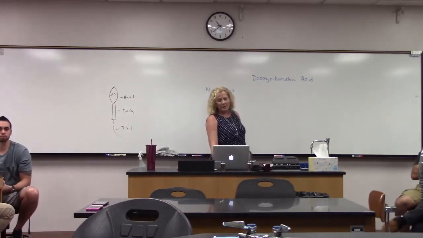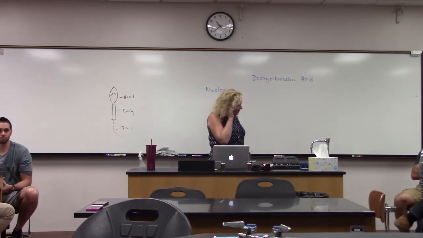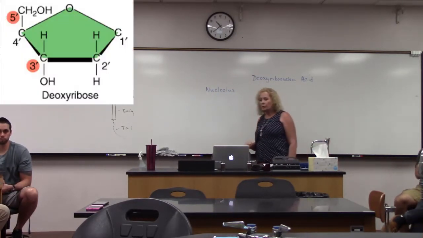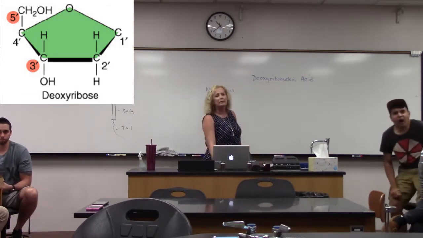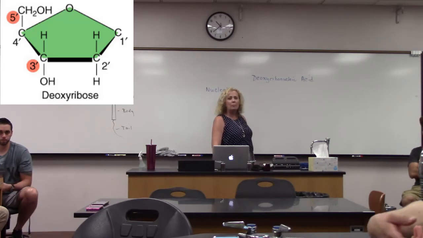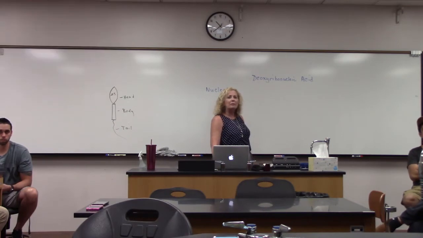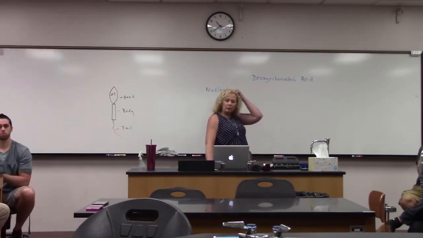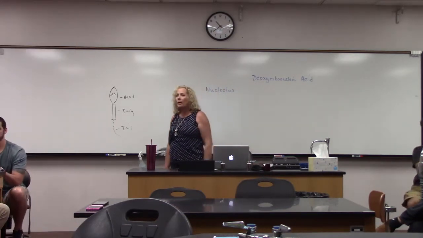So one of the things that they were able to figure out is that on the deoxyribose sugar, we're looking at a certain number of carbons here. And they label these 1', 2', 3', 4', 5'. And they found that the phosphate always attached to the 5' carbon on one side, and then the 3' carbon on the other side, which was a very important finding.